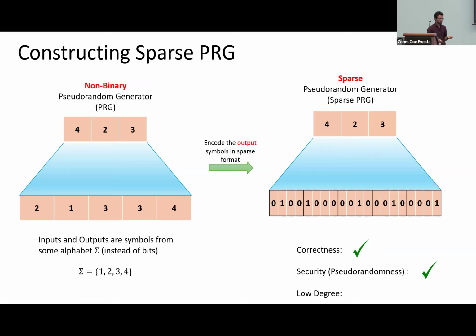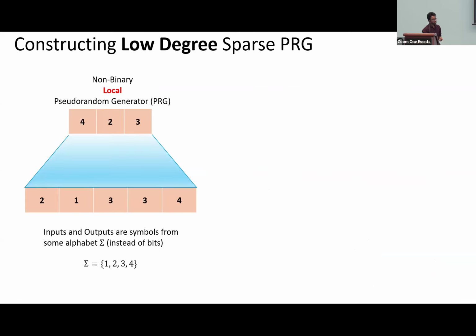But it's not clear what the degree of such a PRG is. In fact, the degree can be as high as the seed length. And we don't want that. We want a low degree sparse PRG because later this will control the complexity of the PCG that we construct. So now our goal is to construct a low degree sparse PRG. And for that, we will leverage another property from the underlying non-binary PRG, which is called small locality.